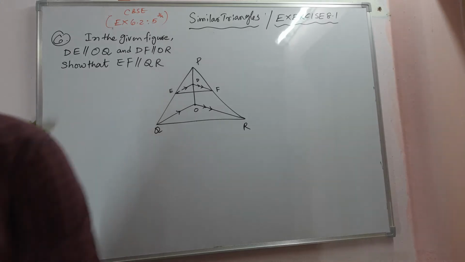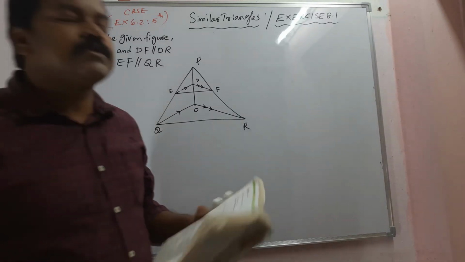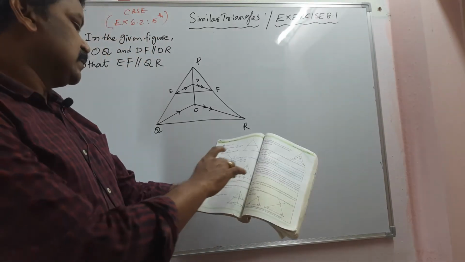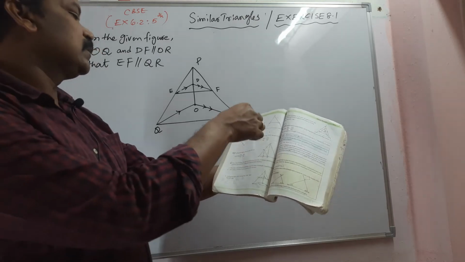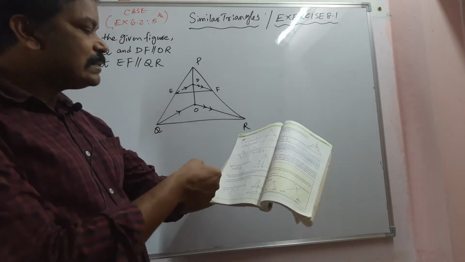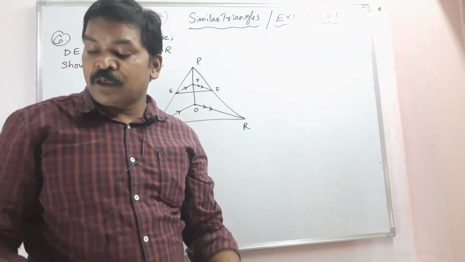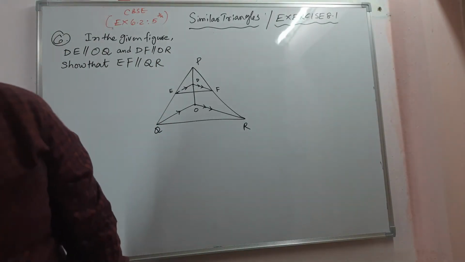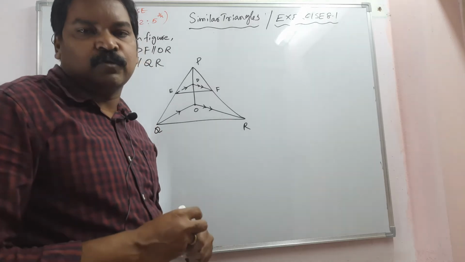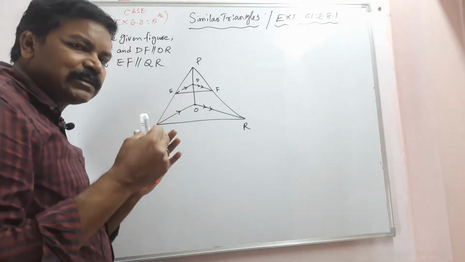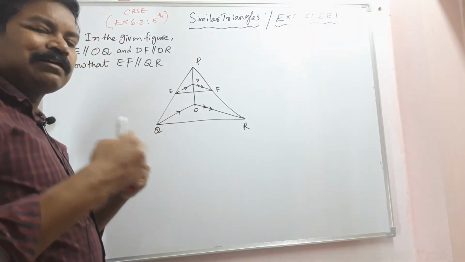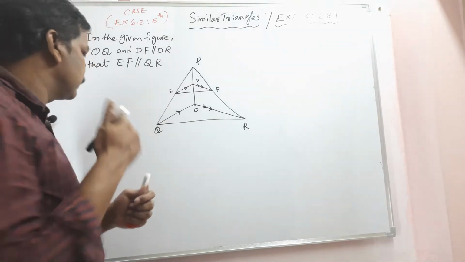See, my dear students, if you observe these sums, the second sum, third sum, sixth sum, and seventh sum, all the sums are in the same model only. If you learn one sum perfectly, then automatically all the sums are very easy for you, right?